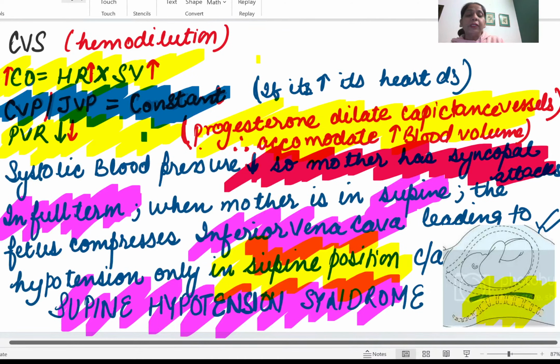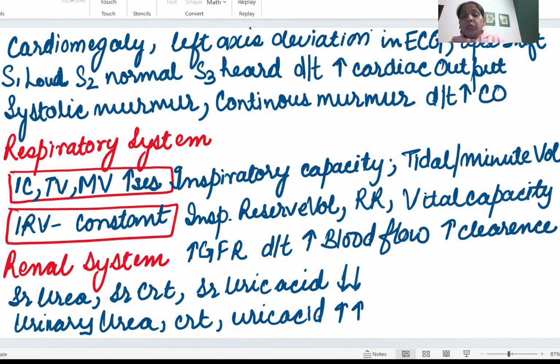Please be careful. The compression of the inferior vena cava in the supine position at full term is supine hypotension syndrome. It is not superior vena cava syndrome. Now, due to the increased cardiac output, there is a slight cardiomegaly in pregnancy and left axis deviation in ECG.